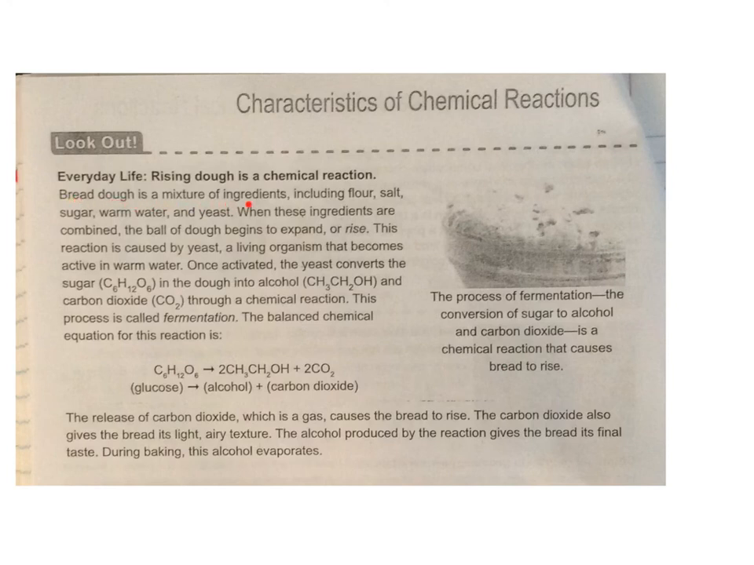Bread dough is a mixture of ingredients that include flour, salt, sugar, warm water, and yeast. When these ingredients are combined, the ball of dough begins to expand or rise. This reaction is caused by yeast, which is a living organism that becomes active in warm water. Once activated, the yeast converts the sugar in the dough into alcohol and carbon dioxide through a chemical reaction. This process is called fermentation. The balanced chemical equation for this reaction is here.